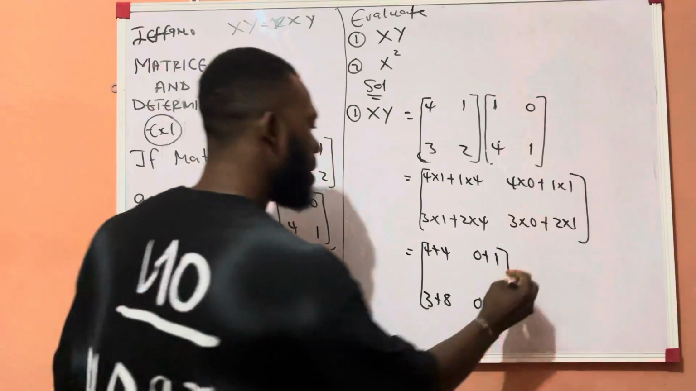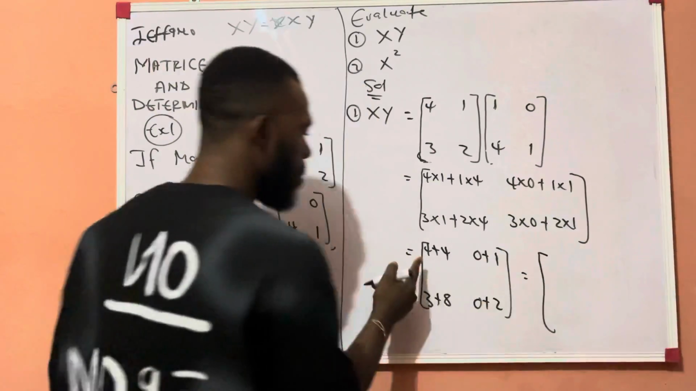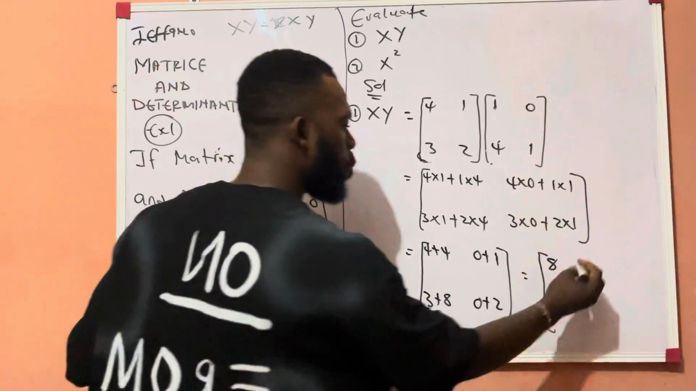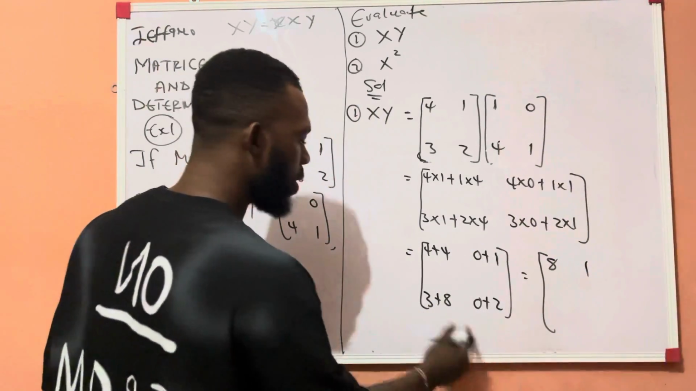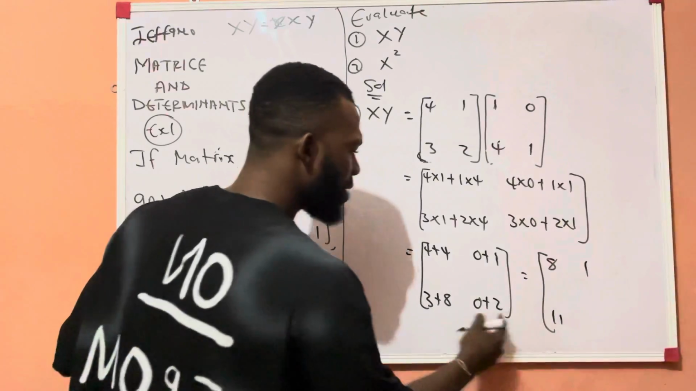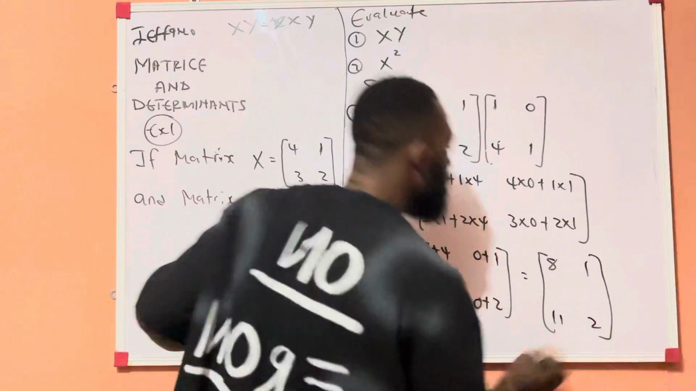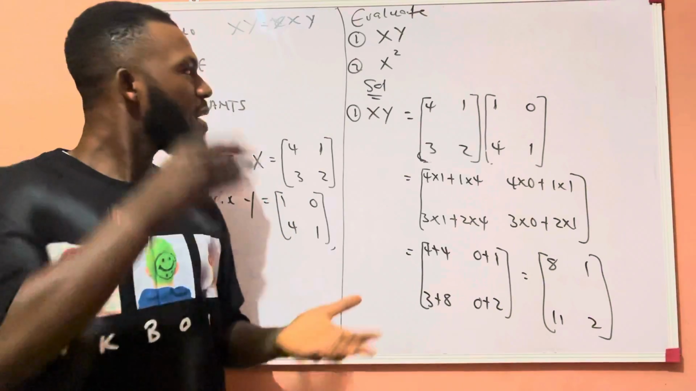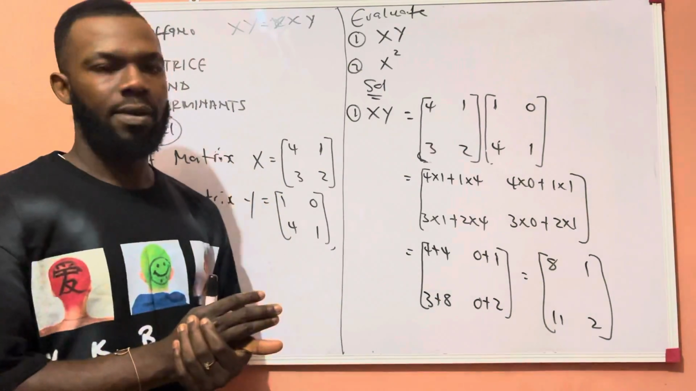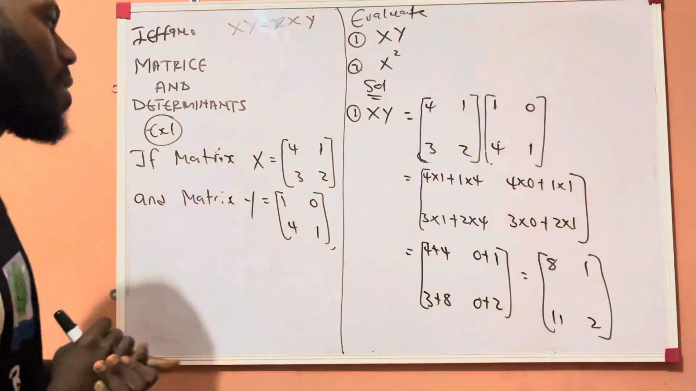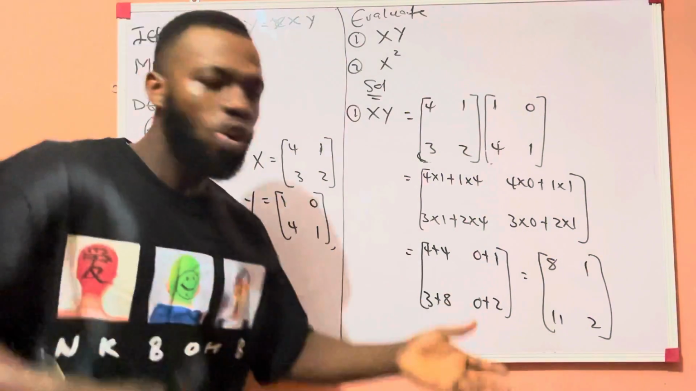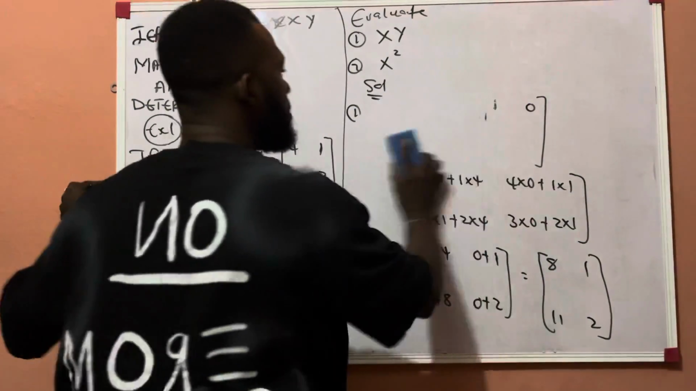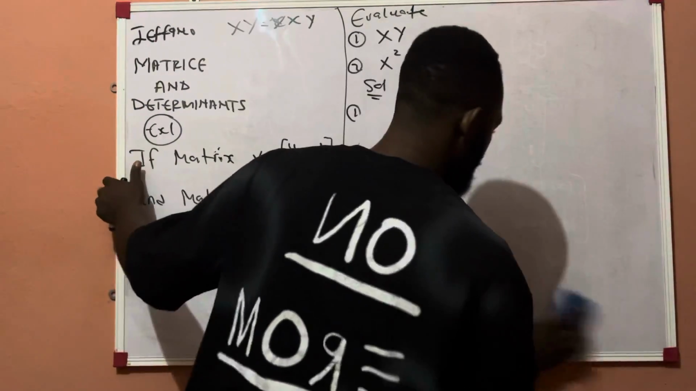So what do we have automatically? The final answer becomes 4 plus 4 is 8. 0 plus 1 is 1. 3 plus 8 is 11. And 0 plus 2 is 2. This becomes the answer to that question, X times Y. Okay, now going to question number 2, which says X squared.